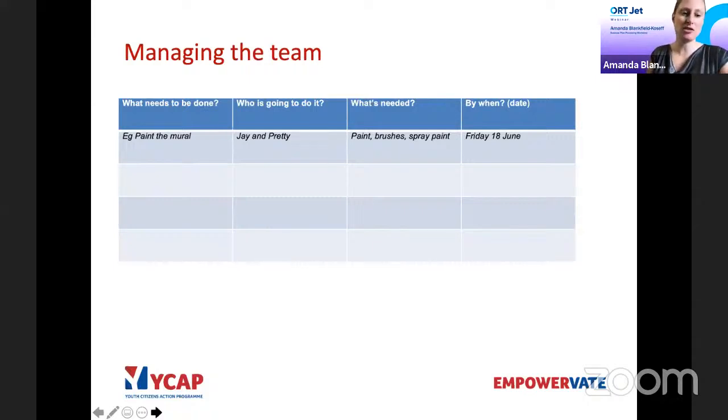So this is the action card I was mentioning. What needs to be done? So you'd write the person's task. What is it that needs to be done? Who's going to do it? Which person is doing it, or which team? What is needed? So they need to say what they need to do that task, and then by when.